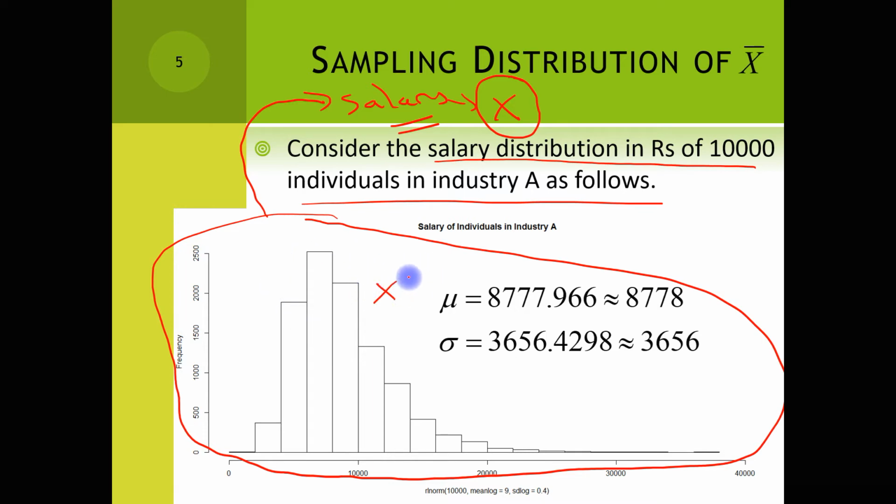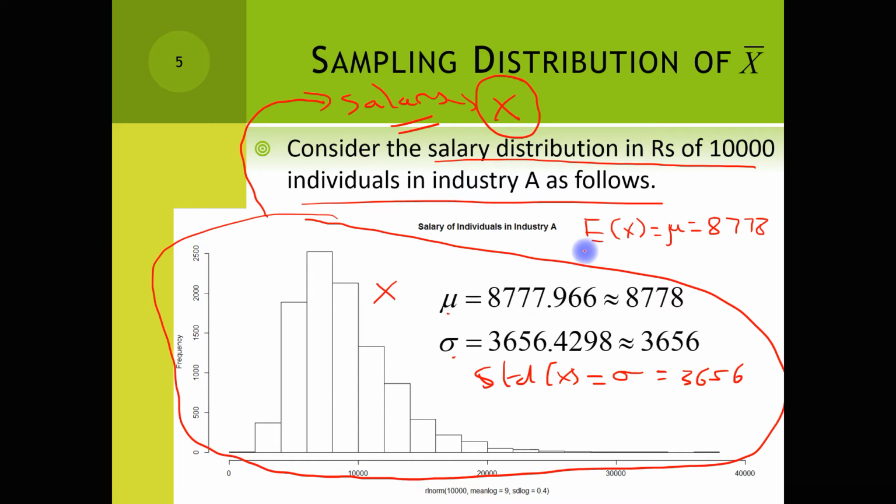So the distribution of x means if you take the expected value of x, this is what is referred to as mu in this context, and it is 8,778 according to the example. If you take the standard deviation of x, which is referred to as sigma here, this is equal to 3,656. So the standard deviation of x is this, the expected value of x is this. Remember that x refers to your population.